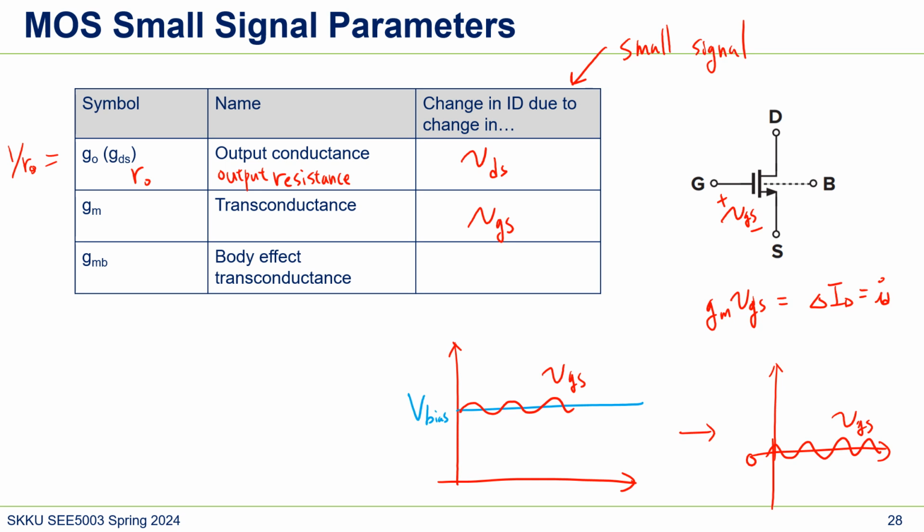And gmb is the body effect transconductance. Here, this is the body effect transconductance, and it is related to vbs, the body-substrate voltage, also a small signal.